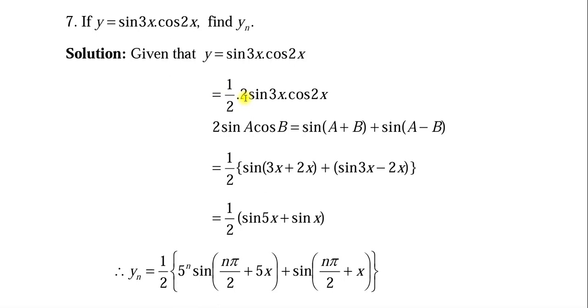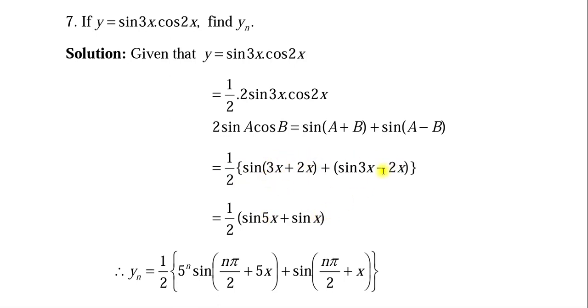So we brought an extra 2 here, and according to this formula 2 sine a cos b equals sine a plus b plus sine a minus b. We can write from this line into this line. This half 1 by 2 is written as it is, then 2 sine a cos b, so sine 3x plus 2x plus sine 3x minus 2x. Here the bracket is given a bit wrong, bracket will be here. So if we simplify this, we will get half into sine 5x plus sine x.